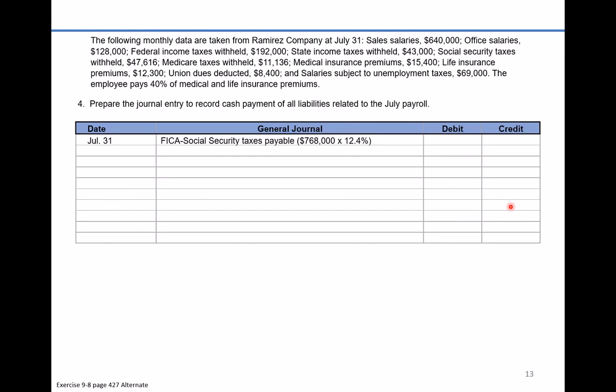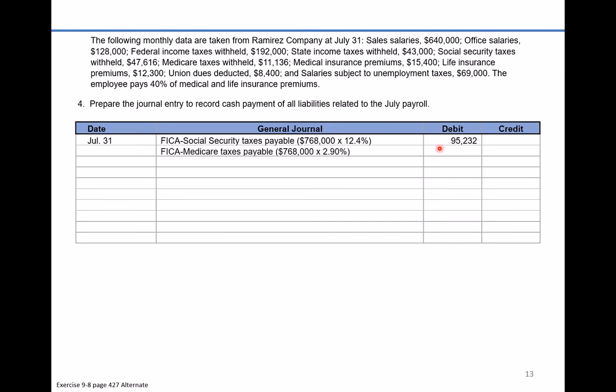So the FICA taxes, the Social Security taxes, remember that had $47,616 that was paid portion by the employee, portion paid by the employer. Together it totaled up $95,232. Now that was a credit to that FICA Social Security taxes payable account. To make that go away, we're going to have to give it an equal debit entry of $95,232.